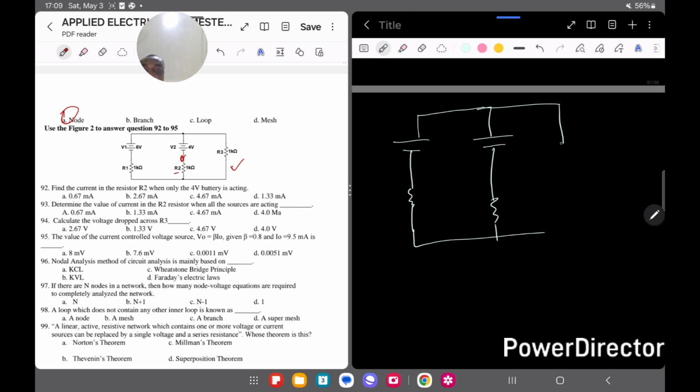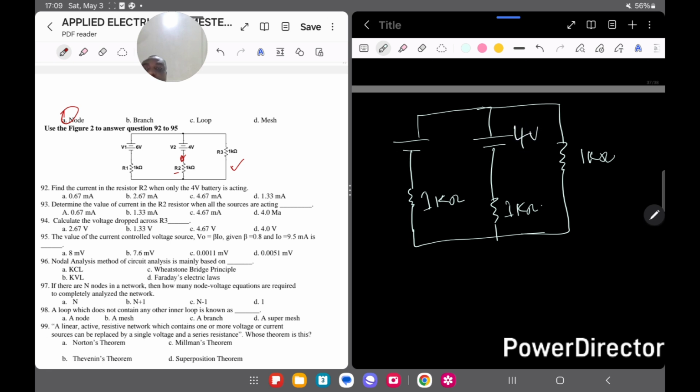So this is the sketch of the diagram there. This diagram that I'm just sketching. So here is 1 kilo ohm, another 1 kilo ohm. All the resistors are actually 1 kilo ohms. Now we have here 4 volts.